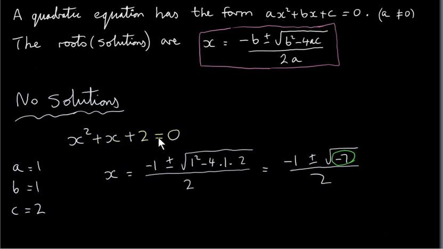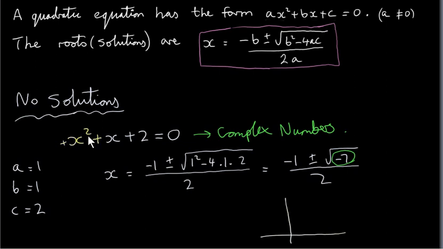You will see in the section on complex numbers how to deal with such equations. So quadratic equations with no solutions lead to the idea of complex numbers. That's a different section. I just want to look at a graph of this.